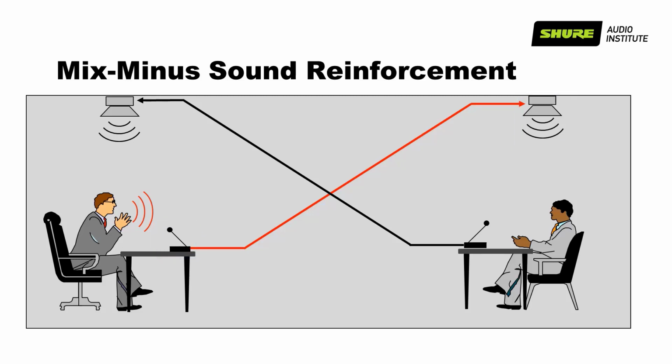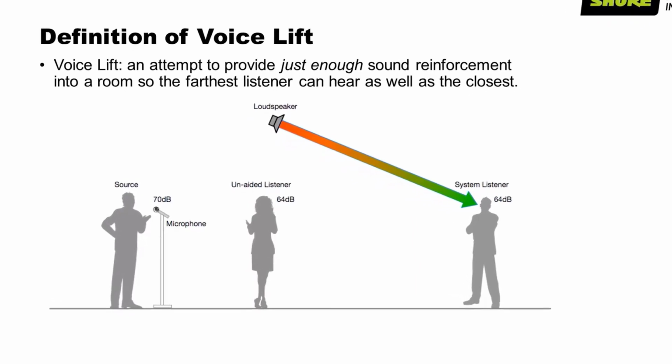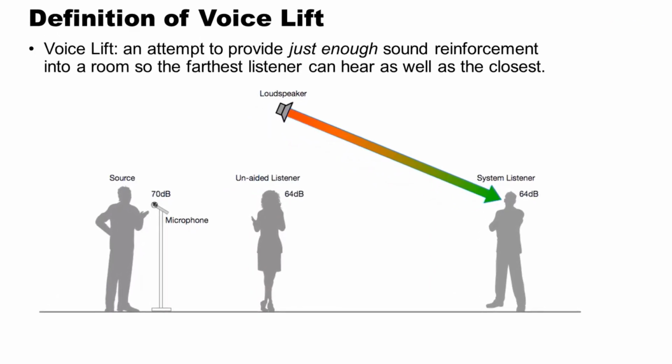So you see this often applied in conference rooms. What is voice lift? What do we mean by that? In the simplest way we could possibly come up with to put it, voice lift is an attempt to provide just enough sound reinforcement into the room so that the farthest listener from the sound source can hear just as well as the closest listener. This is worth pointing out because it's different than a traditional sound reinforcement, or what people sometimes call a PA system, where often you're trying to amplify a voice to make it louder to a point where it's unnatural, right? It's louder than you would expect at normal conversation level speech. By reinforcing, you're actually exceeding the natural level.